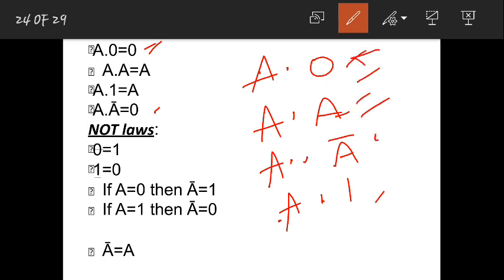So for this we need to write the results. We have already seen 0 into something is 0, and A into A complement is 0, this is done. This will also give you 0, because if one is equal to 1, the other will definitely be 0. Okay, so now next we will see A and A.